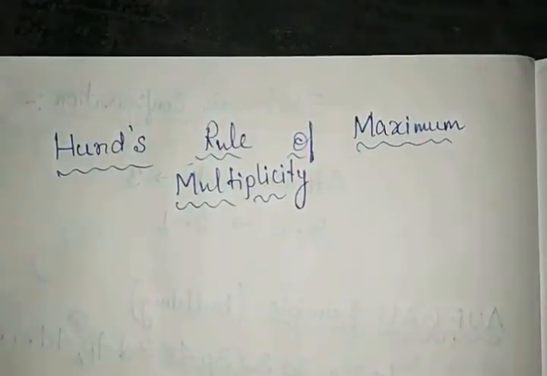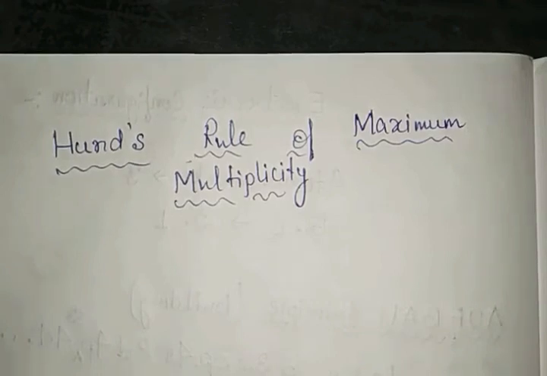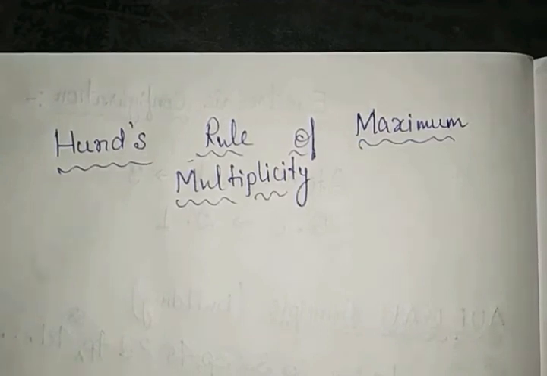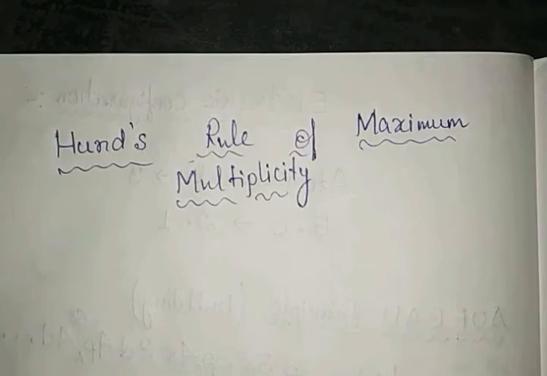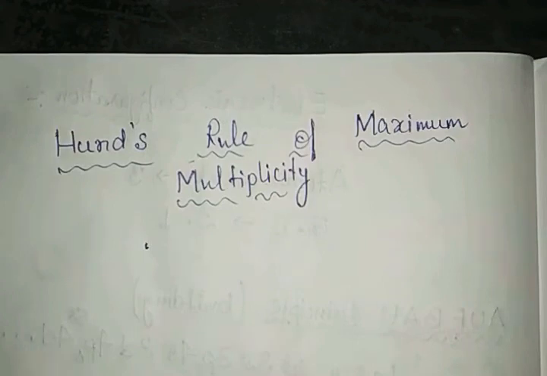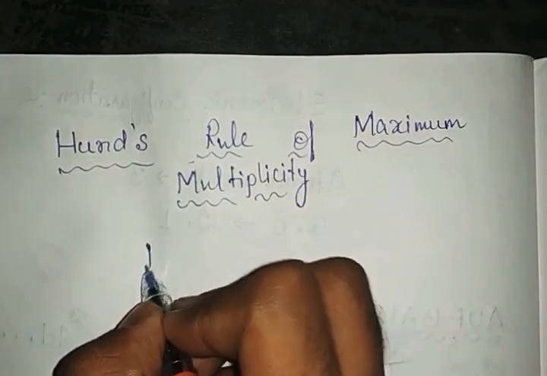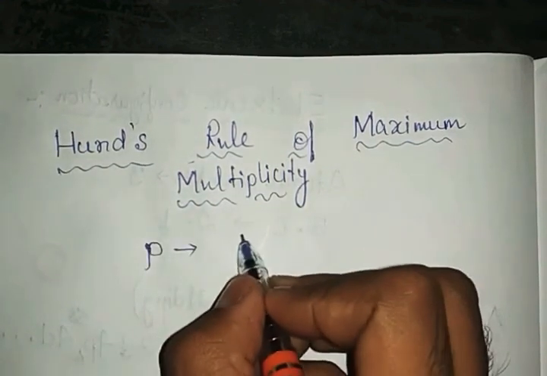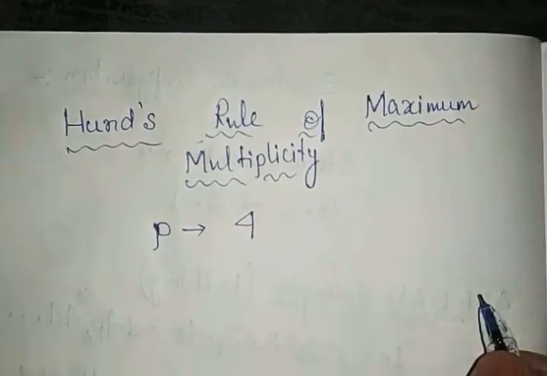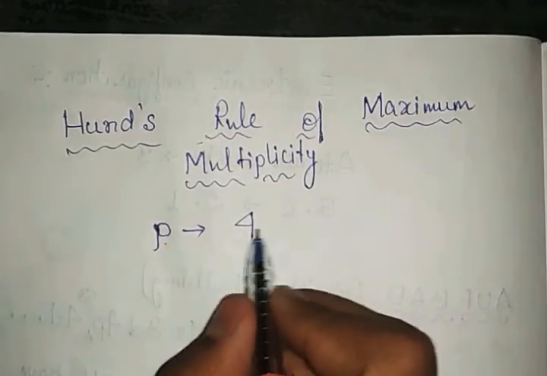Now, Hund's rule of maximum multiplicity says that the pairing of electrons in orbitals belonging to the same subshell, that is p, d or f, does not take place until each orbital belonging to that subshell has got one electron. That is, it is singly occupied. Means if any atom is there whose electronic configuration has 4 electrons in the p orbital.